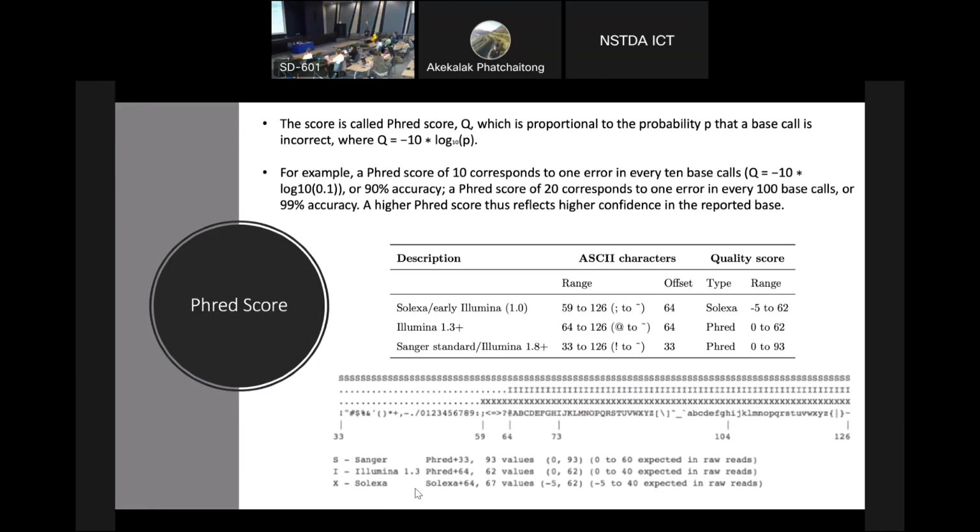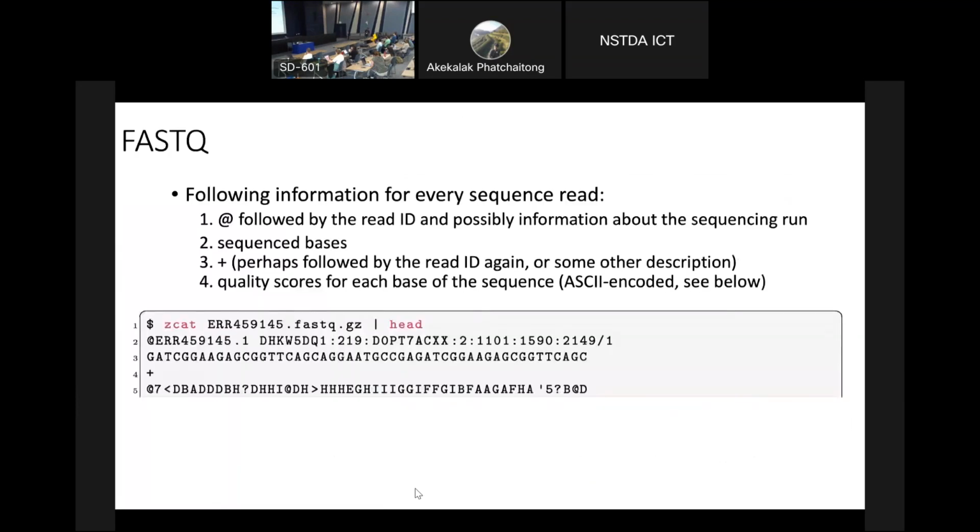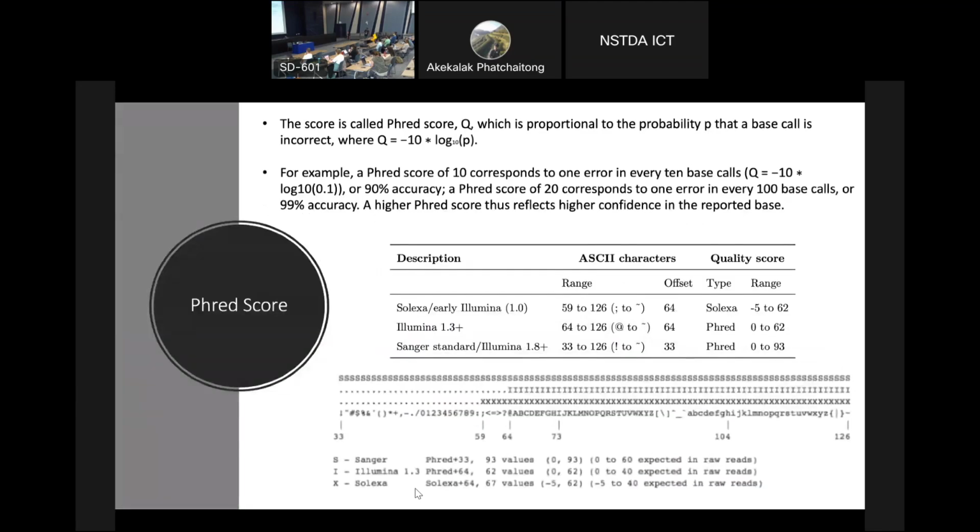And how do you know what this translates to? They're using ASCII characters, so you can do the conversion using this table here. For the different platforms, there are certain rules you have to follow. I'm not going to go into the detail, but you can read more about this.